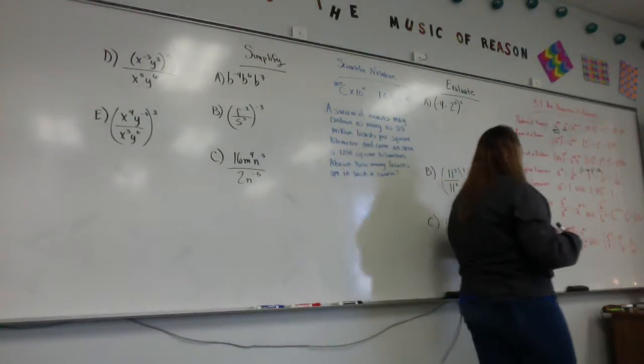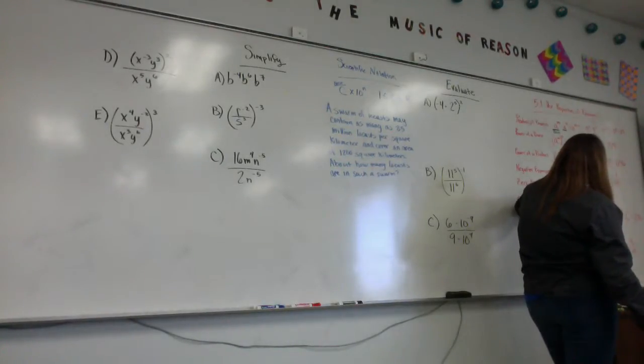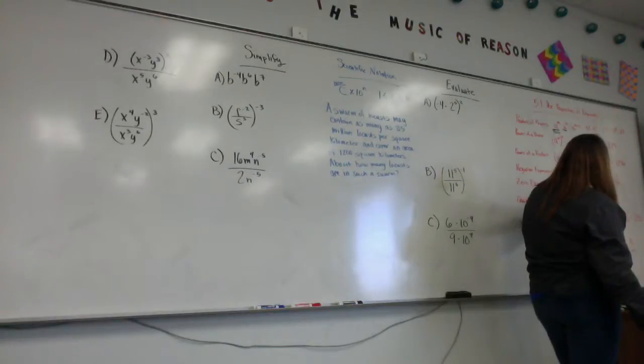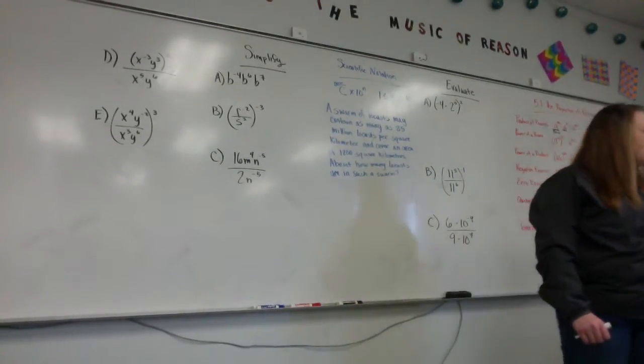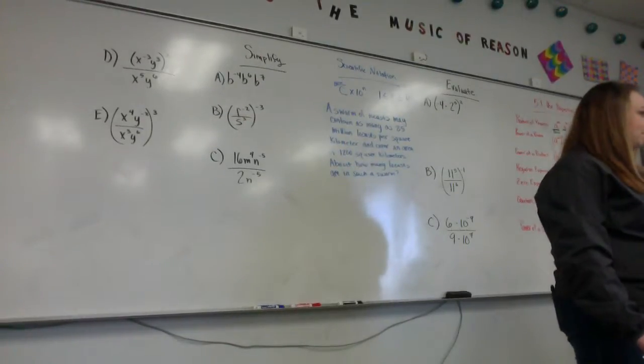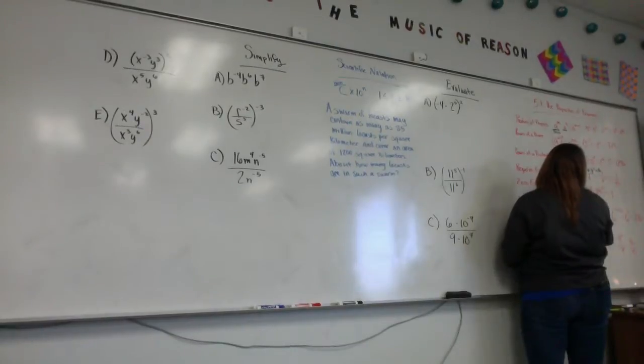Quotient of powers. When I have division happening and my bases are the same, a and a, a to the m over a to the n, I am going to subtract. Division means subtraction. Multiplication means addition. Okay, I'm going to subtract my powers. So a to the m minus n.